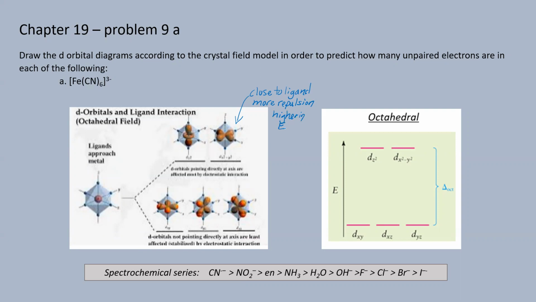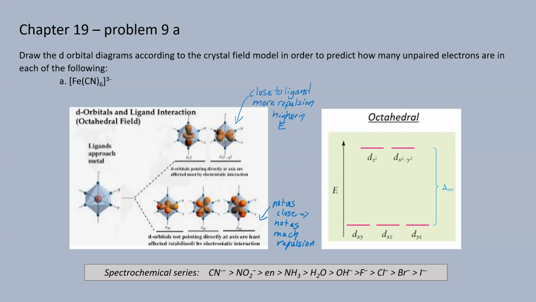So two of the d orbitals are right next to the ligands, but then the bottom three orbitals, the xy, the yz, and the xz, are just kind of near the ligands. So these are not as close, and if they're not as close, they can't be experiencing as much repulsion. So their energy isn't as high. We call this graph on the right an octahedral splitting pattern.